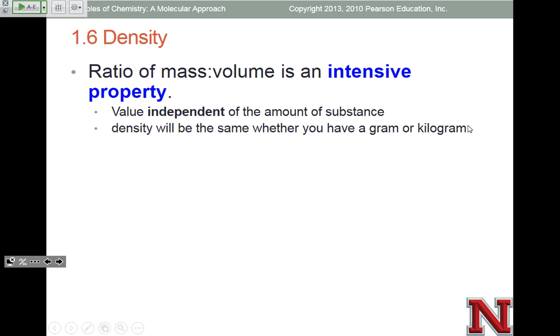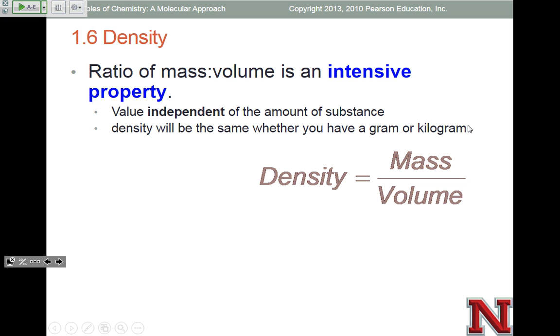I can have a gallon of water at this temperature and its density is going to be whatever it is, and we're going to talk about what it is. Or I can have, assuming it's a pure sample of water, a pool of water, an Olympic-sized pool. Assuming it's pure water, it's going to have the same density. So that's what an intensive property is, a value that's independent of the amount of the substance. So density is the same whether you have a gram or a kilogram. Our density is how our mass and volume relate. And our density is just our mass divided by our volume. And we're going to talk about common units for that as well.